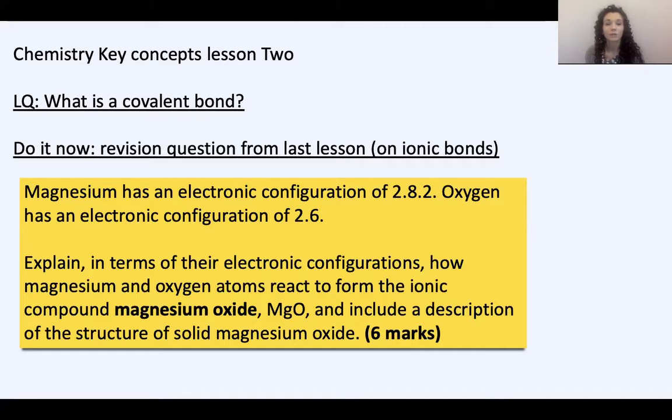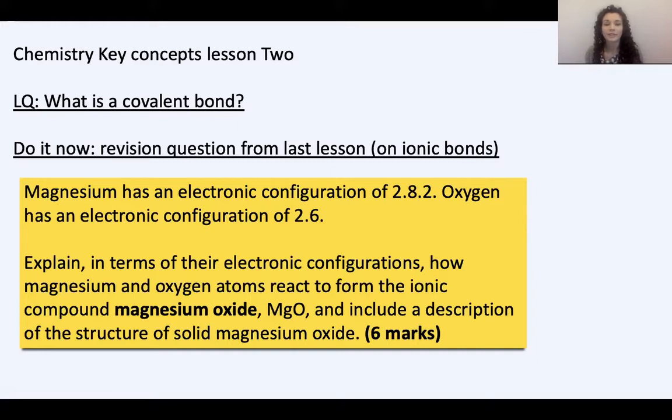So the question was, magnesium has an electronic configuration of 2,8,2. What that means is, in the first electron shell of a magnesium atom there are 2 electrons, in the second electron shell there are 8 electrons, and in the third electron shell there are 2. That's what makes up that electronic configuration of 2,8,2. Then it says oxygen has an electronic configuration of 2,6, meaning it has 2 electrons in the first shell and 6 electrons in the outer shell.